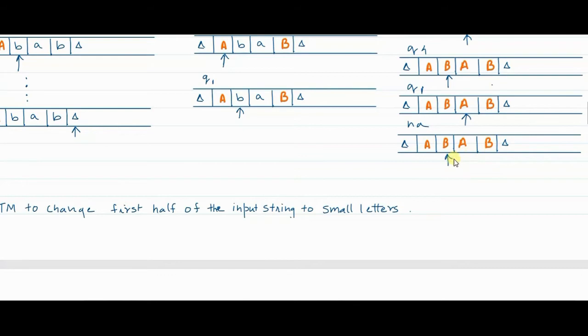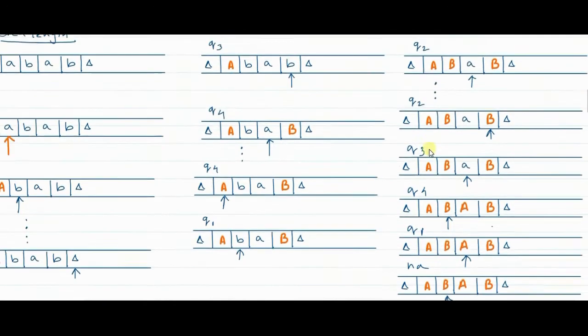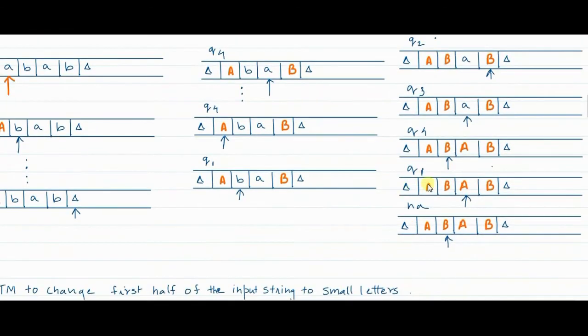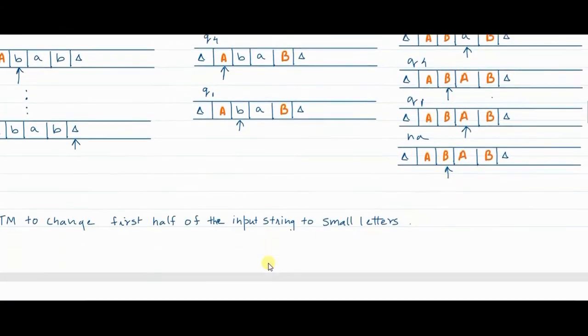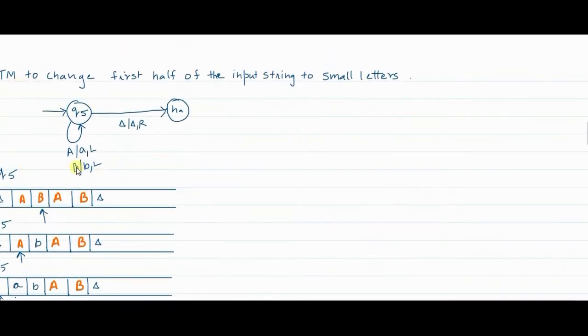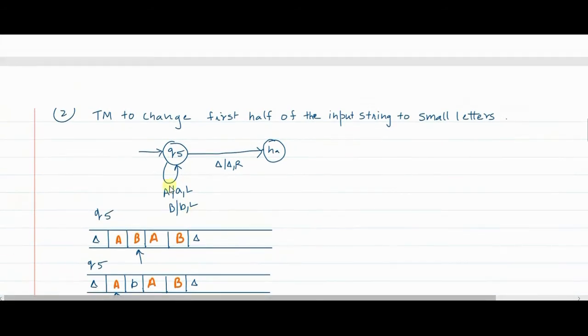So we will now give the output of this machine as input to the second Turing machine. This is a small Turing machine: a Turing machine to change the first half of the input string to small letters. Okay, what does this Turing machine do? The second Turing machine changes the first half of the input string to small letters.